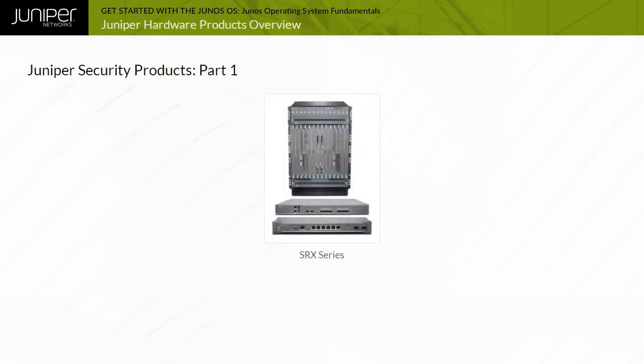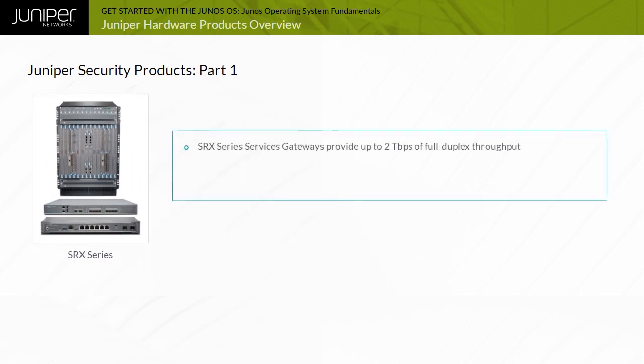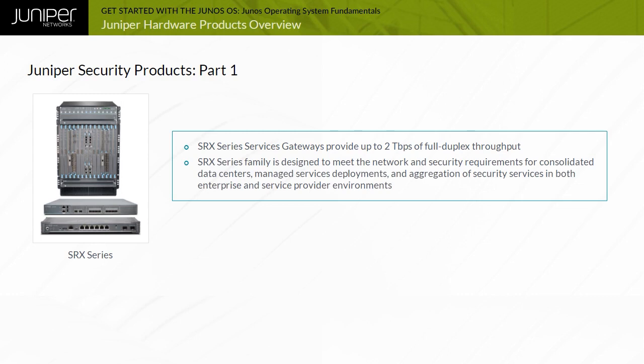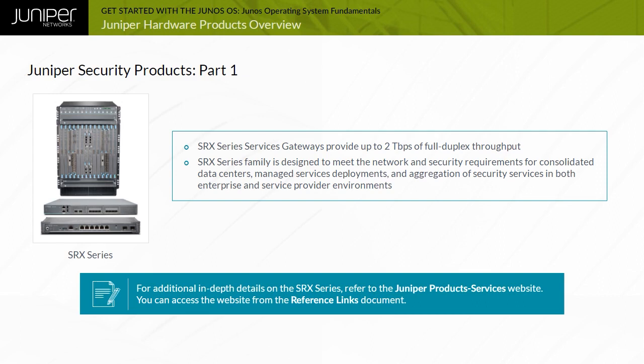One of the security devices that run the Junos OS is the SRX series services gateways. The SRX series services gateways provide up to 2 terabits per second of full duplex throughput. The SRX series family is designed to meet the network and security requirements for consolidated data centers, managed services deployments, and aggregation of security services in both enterprise and service provider environments. For additional in-depth details on the SRX series, refer to the Juniper Products Services website. You can access the website from the reference links document.